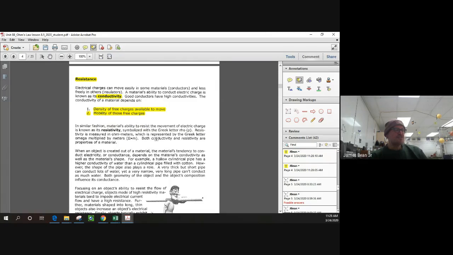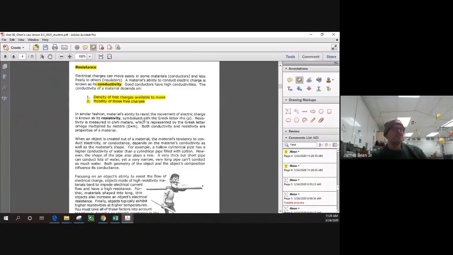In similar fashion, a material's ability to resist the movement of electric charge is known as resistivity, and it has the Greek symbol rho, which looks kind of like a funky p here. Resistivity is measured in ohm meters. Both conductivity and resistivity are properties of the material.